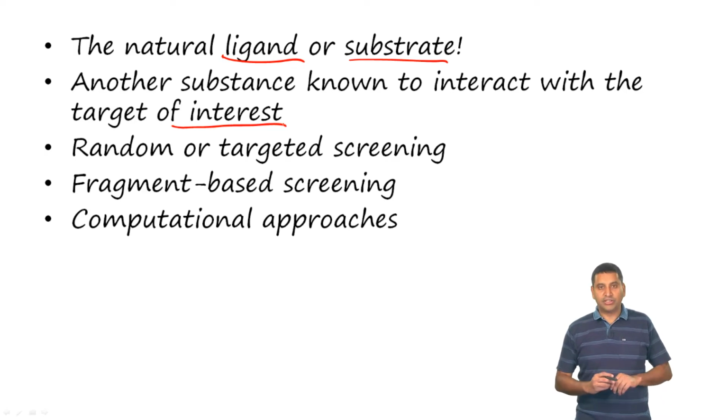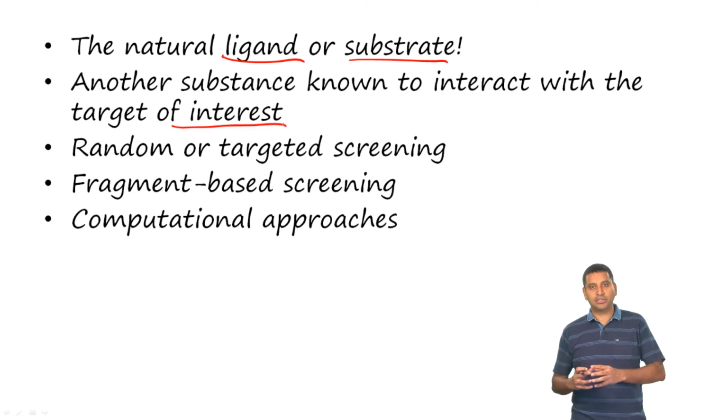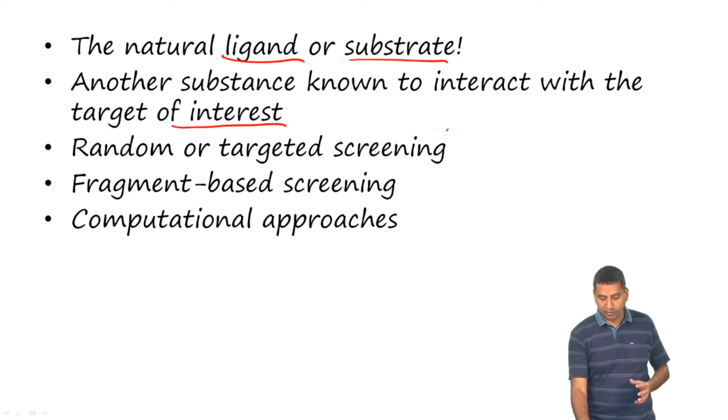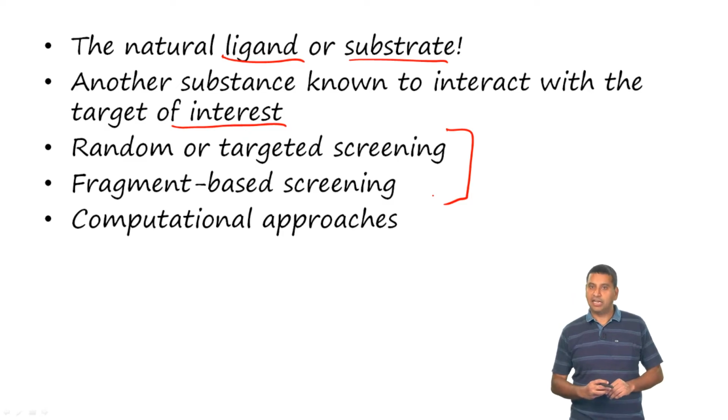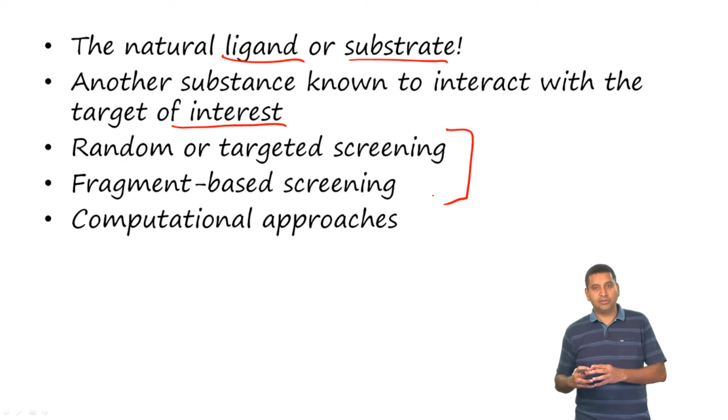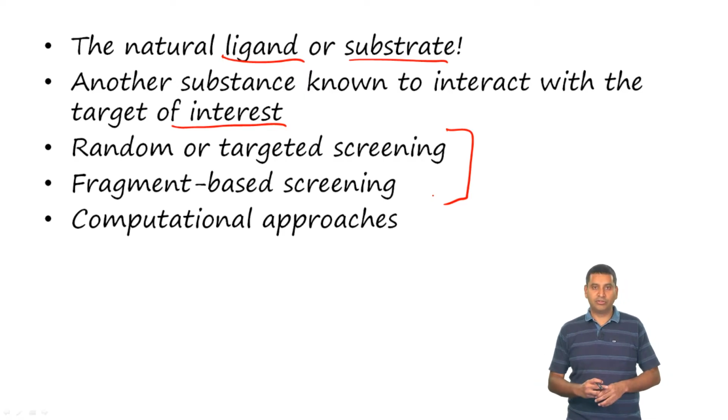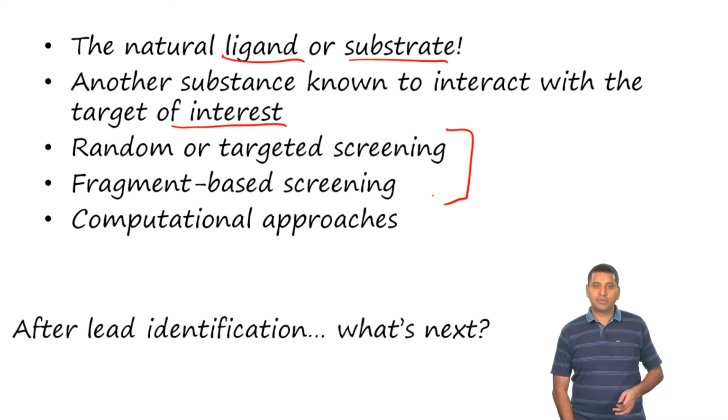The other approach is to do screening. We described what screening was, which is basically using a collection of compounds and doing a test on it to look for activity. There are a couple of ways in which we can do screening. One is random or targeted screening, and there are fragment-based screens available. Lastly, we looked at computational approaches, which is virtual screening, where we do not really have a real compound, but we know the active site of the protein or the ligand binding site of the receptor, and we screen for compounds which can bind. All these approaches lead to the identification of what is known as a lead compound.